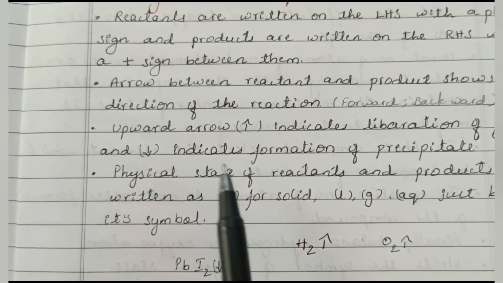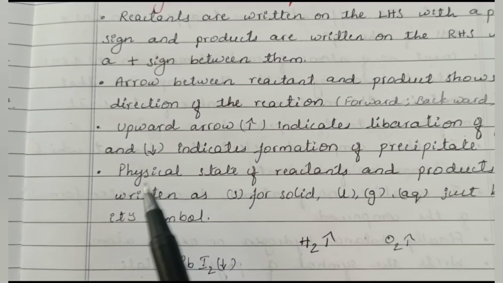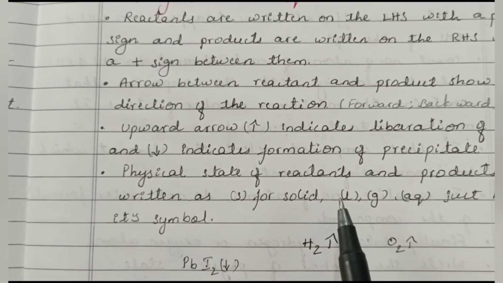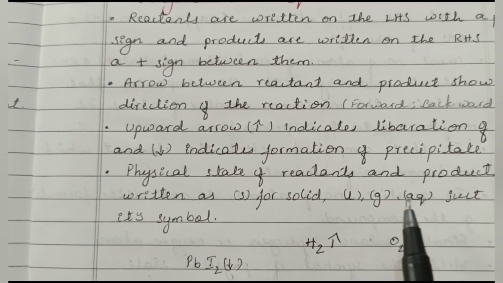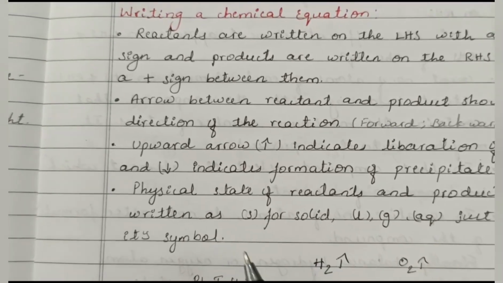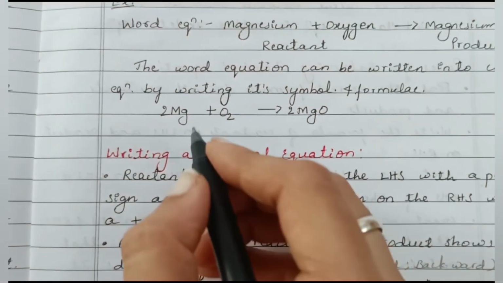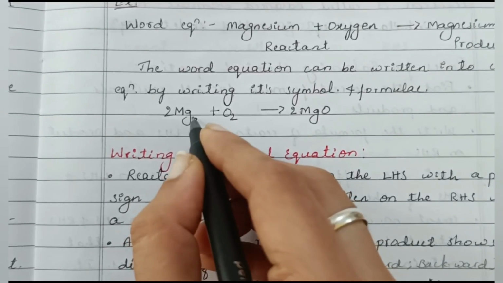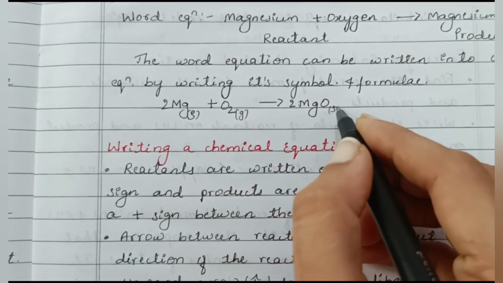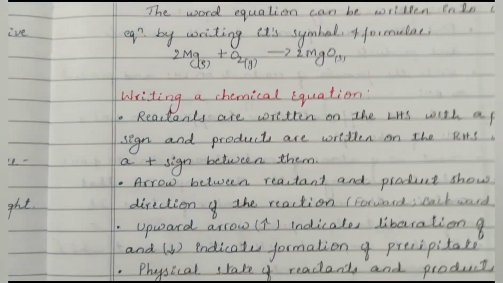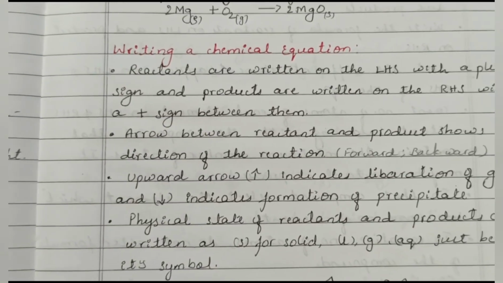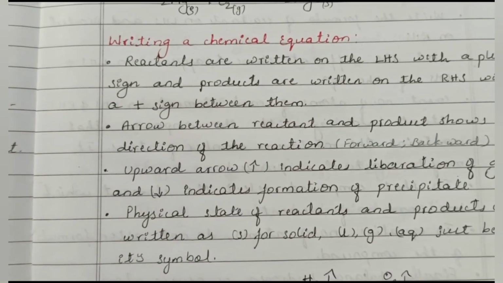The next one. The physical states of reactants and products are written as S for solid, L for liquid, G for gas, and aq for aqueous. If the reactant is prepared by using water, then we have to write aq. See, here it is magnesium solid, oxygen gas, magnesium oxide again solid. We have to write like this. Hope you understood all the rules. Fine.